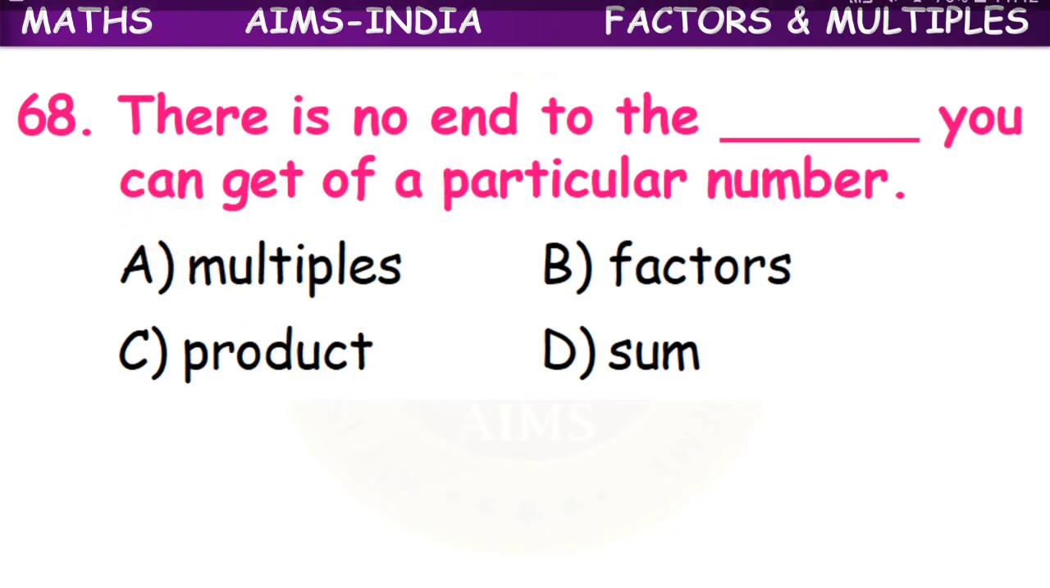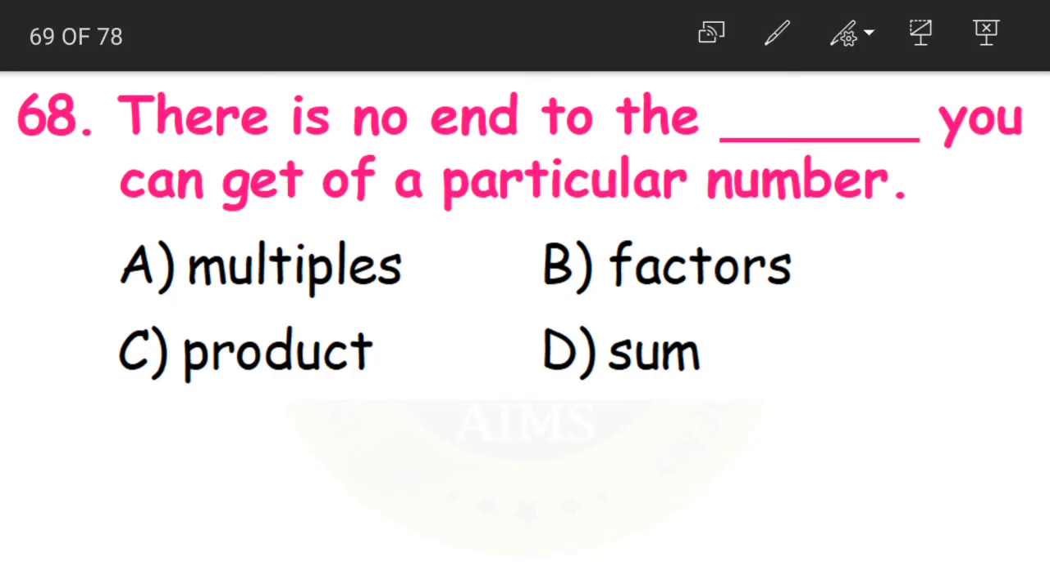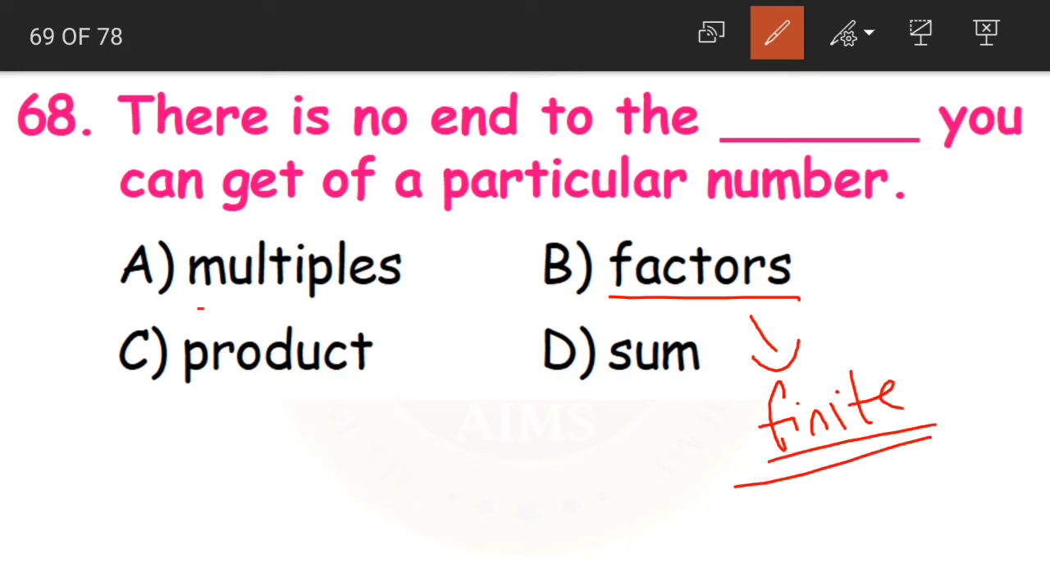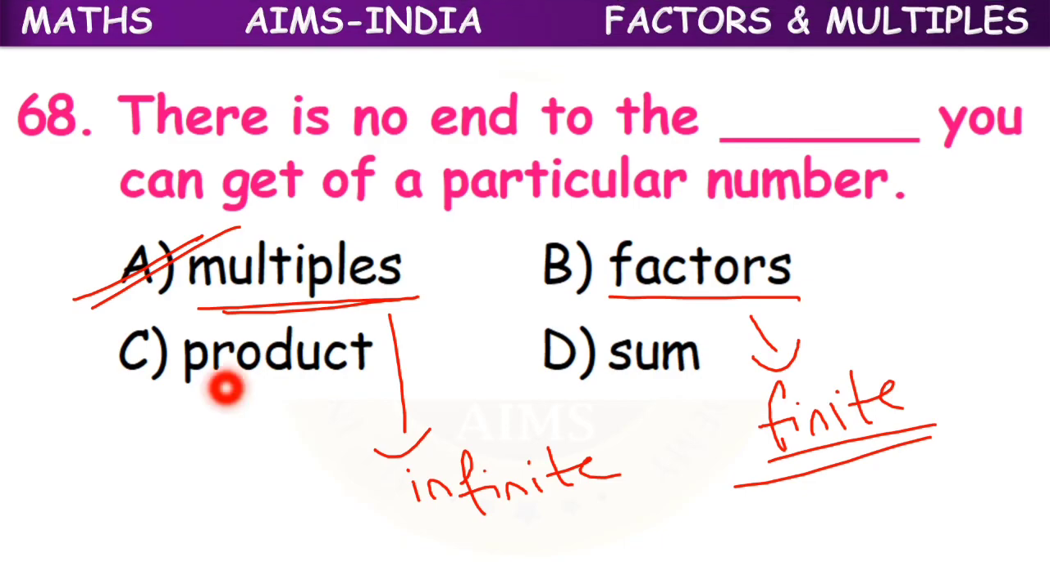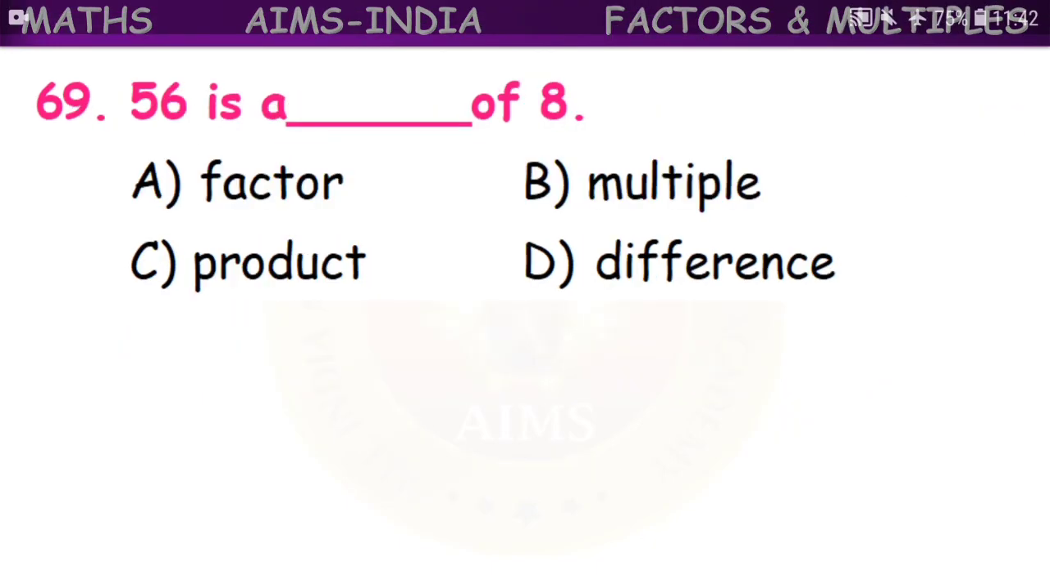Next, question 68. There is no end to the dash you can get of a particular number. What? There is no end to? Again, we have discussed this in the first class itself, in the properties of factors and multiples. When it comes to factors, we have a finite number of factors. Yes, we can say the count of factors. But when it comes to multiples, it is infinite. That means there is no end to the number of multiples we can get for a particular number. We cannot count the number of multiples it has. So option A, multiple, becomes our correct answer.